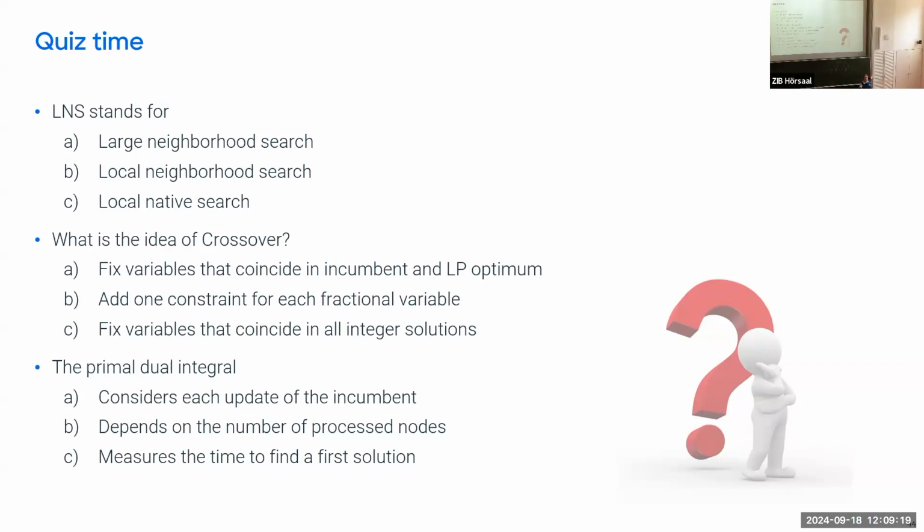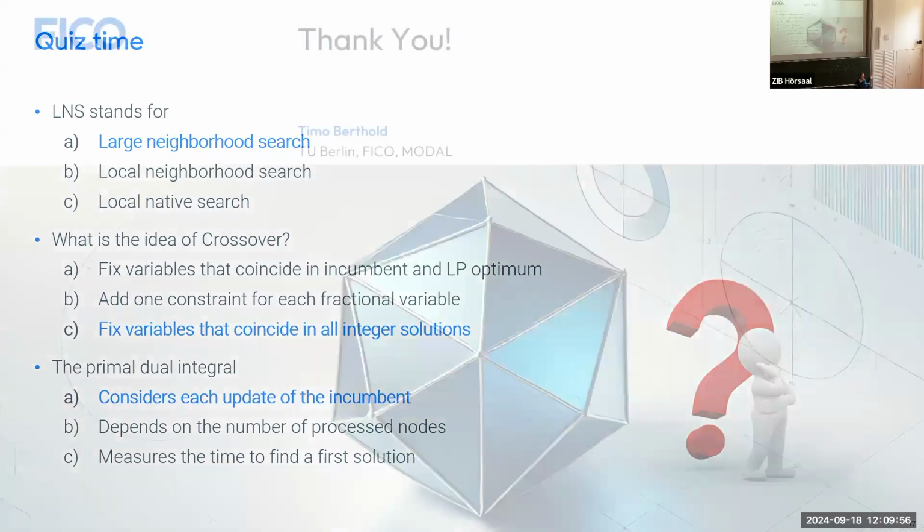Okay, story. LNS stands for large neighborhood search. What's the idea of crossover? Solutions that coincide in all or some integer values, but not in the incumbent and the LP optimum. This is called RINS, relaxation-induced neighborhood search. And finally, the primal dual integral. It considers each update of the incumbent. Thank you.